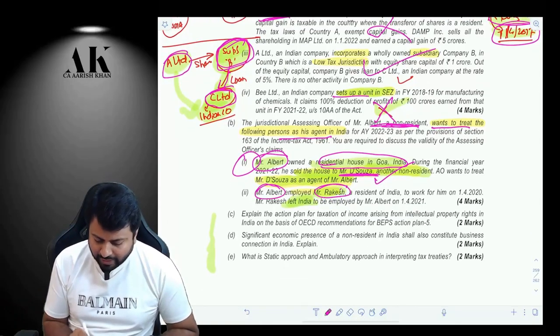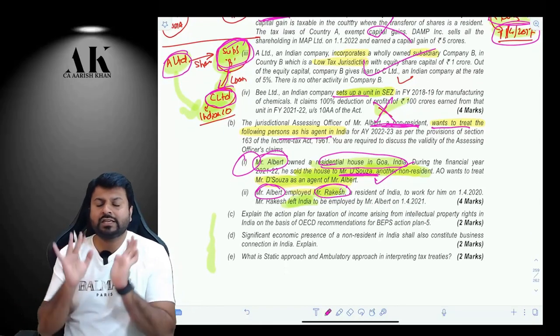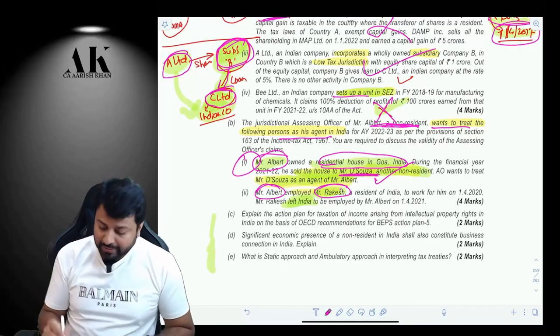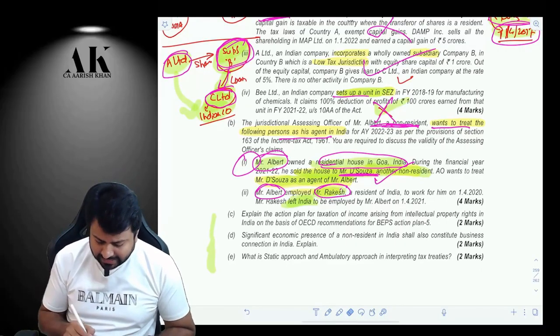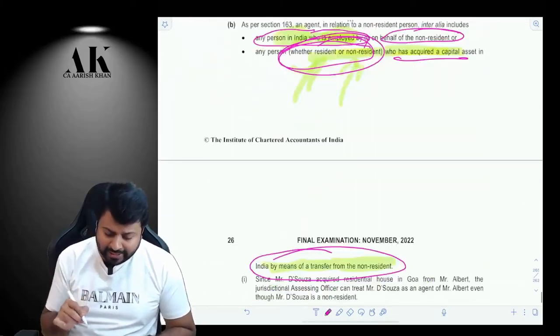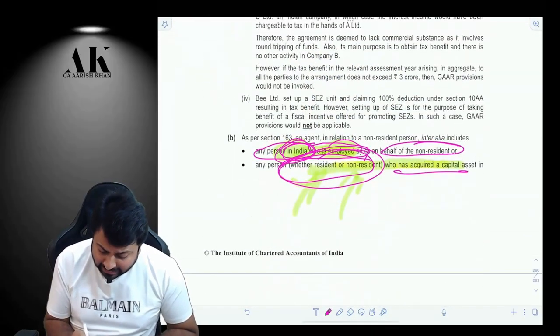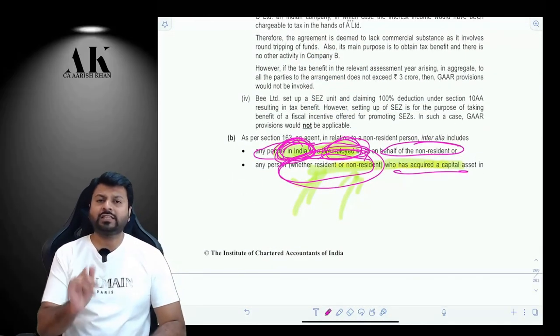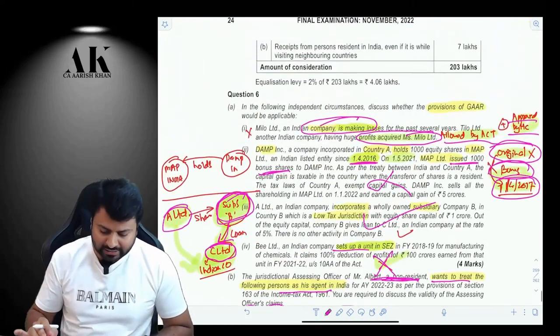Second case, Mr. Albert has employed Mr. Rakesh. Can Mr. Rakesh be called as an agent? No. Why no? Because Mr. Rakesh is not in India in the current year. For you to be employed in India, you need to be also in India. An employee also needs to be in India to become what? An agent. So Mr. Rakesh cannot be called as an agent in India. That's it.